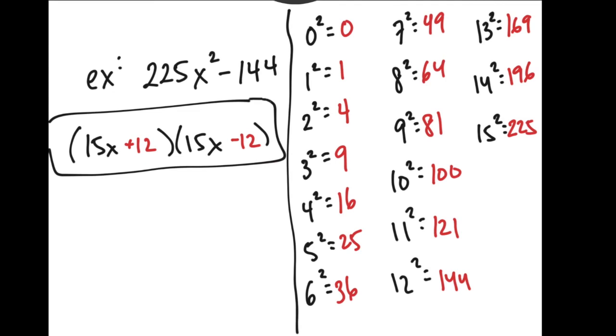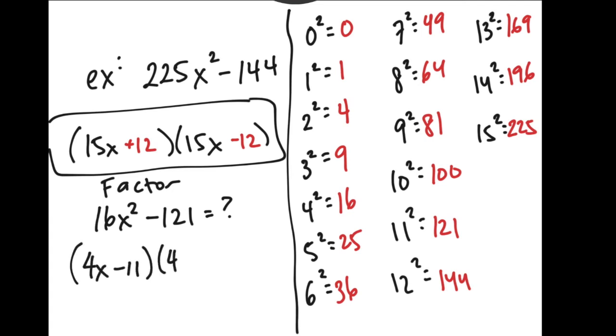What if I gave you 16x squared minus 121? That should be 4x minus 11, 4x plus 11. Again, it does not matter which one you have first, the 4x plus 11 or the 4x minus 11.